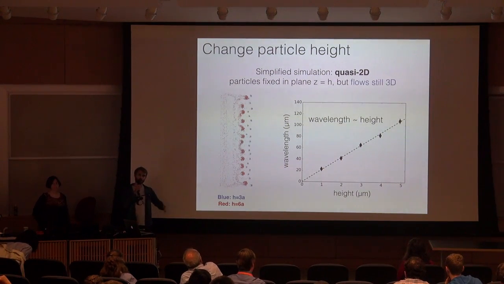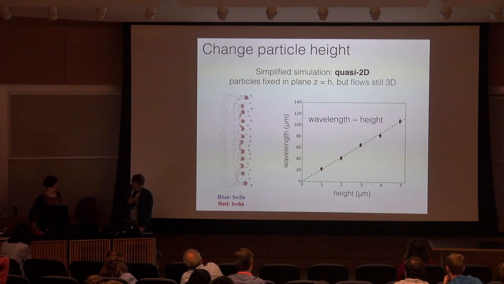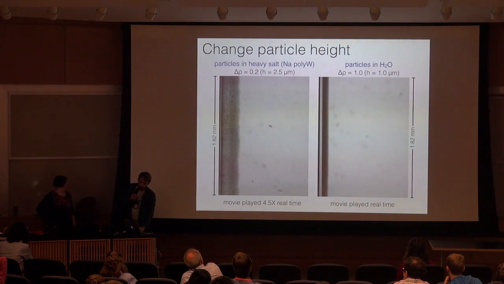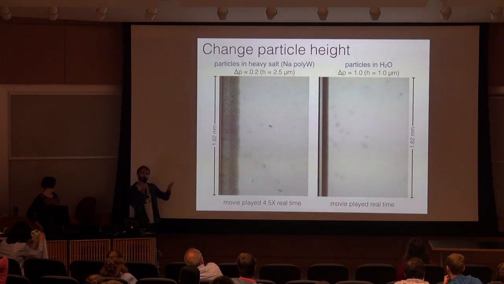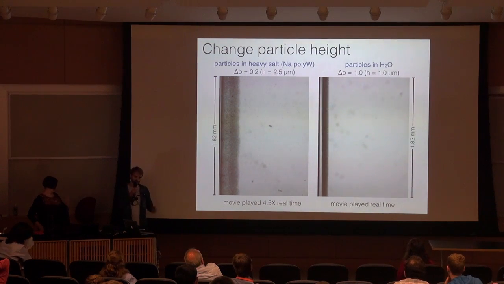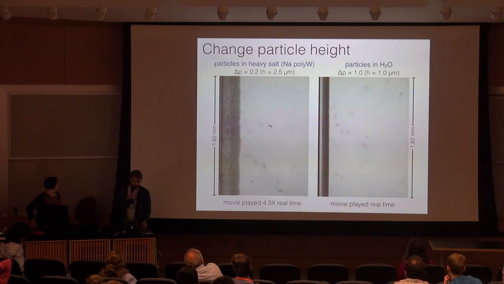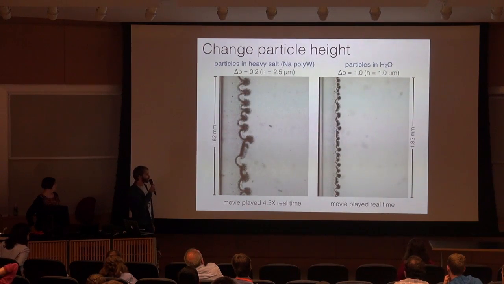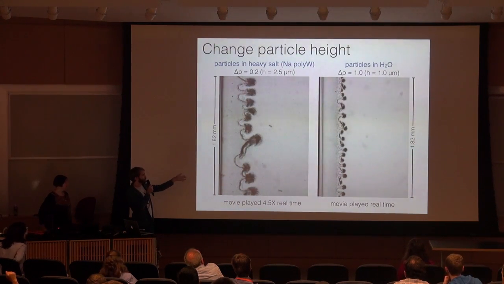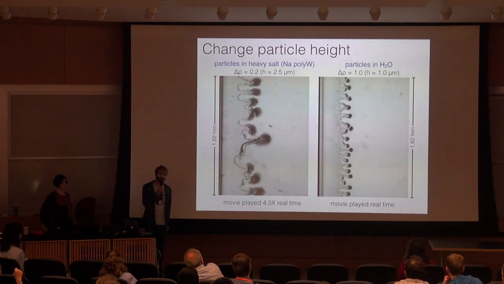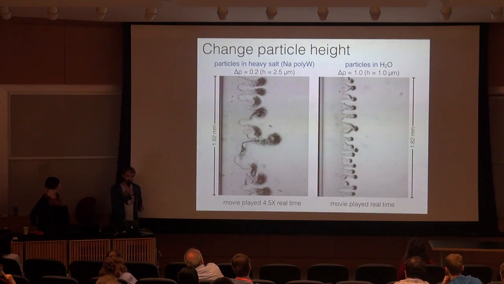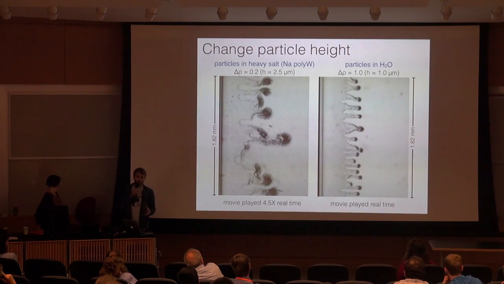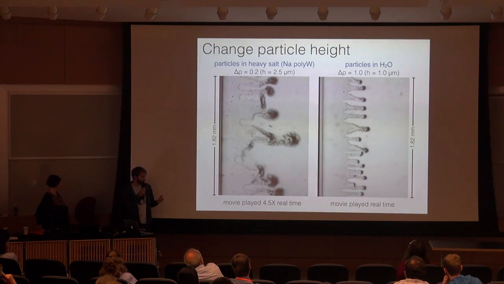So we crossed the street again, went back to see our friends from physics, and told them maybe you could try to change the gravitational height of your particles to see if it affects the wavelength of the instability. And that's what they managed to do. You will see on the left here, the particles have a much higher gravitational height, and you can see that the size of the structure is much bigger than on the right, where the gravitational height is smaller. So it seems that indeed the wavelength is controlled by the height to the wall.